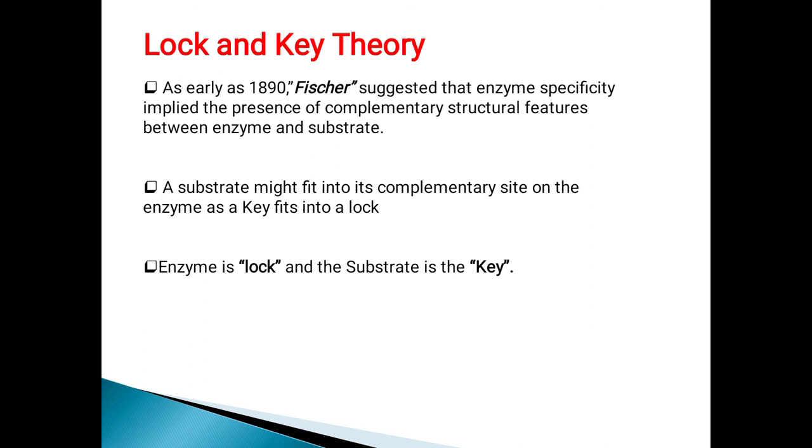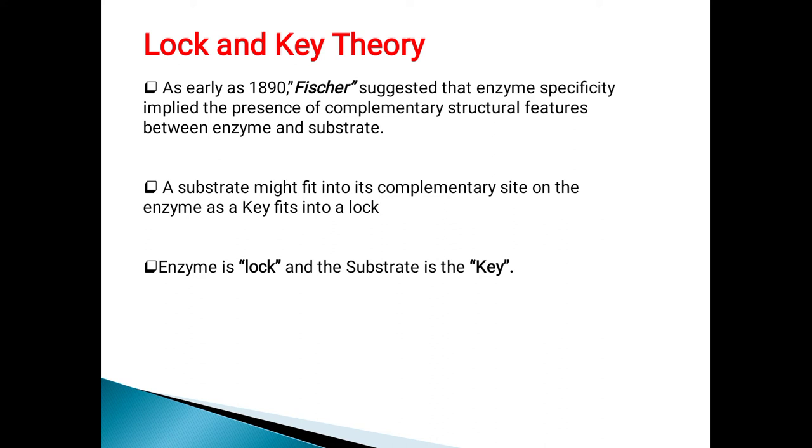The second important theory is the lock and key theory. As early as 1890, it was suggested that enzyme specificity implied the presence of complementary structural features between enzyme and substrate. A substrate might fit into the complementary site on the enzyme as a key fits into a lock. The enzyme is the lock and the substrate is the key. This theory depends on a similar structure like a lock and key. Lock means enzyme and key means substrate. They are denoted in this theory.